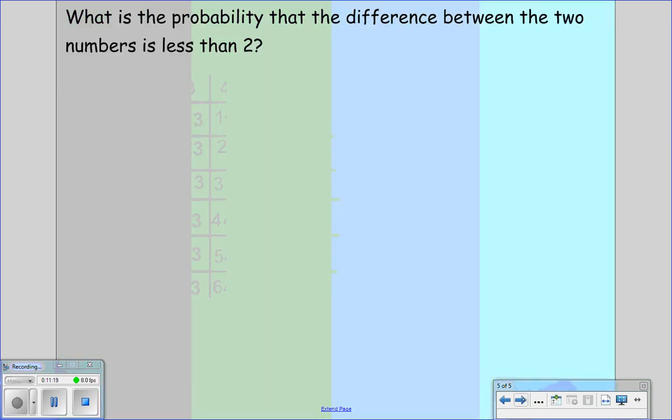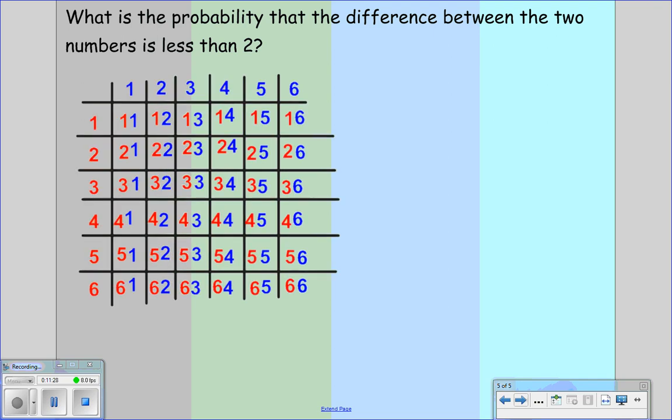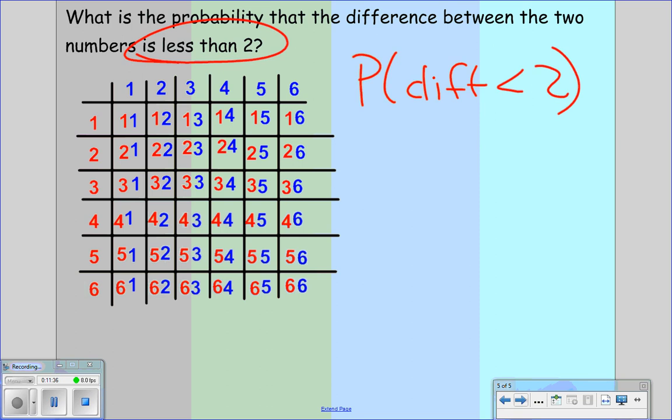All right, guys, almost done. Okay? The very last one's still using the same sample space. Still using that same sample space. So now, though, I want to know what the probability is that I will have a difference between the two numbers that is less than 2. So I want the probability that our difference is less than 2. I got to do the same thing. It's just simple math, adding, subtracting, figuring out those differences.